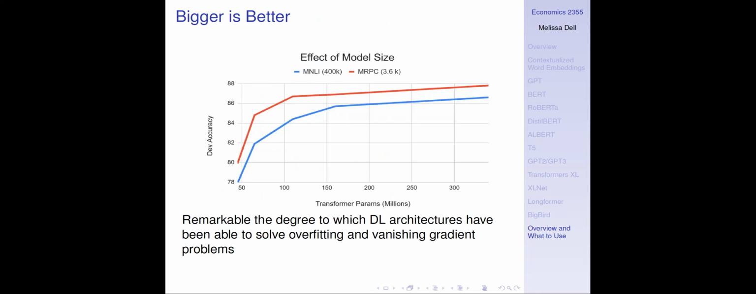And so as your transformer parameters increase, your accuracy tends to increase, which is really remarkable, like the degree to which these architectures have been able to solve overfitting and vanishing gradient problems. You might have thought ex ante that this is never going to be possible, that a model that large is going to be completely unwieldy, you'll have optimization problems, overfitting. But essentially all the things we've seen throughout the course have solved those problems, and you can just have these enormous models, and they are the ones that do the best.